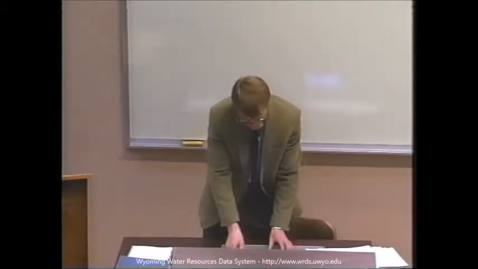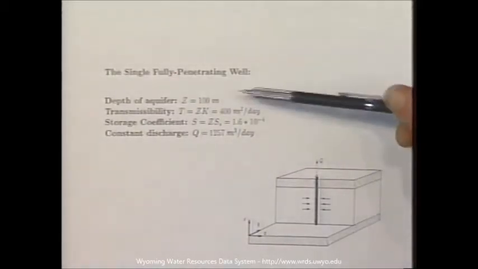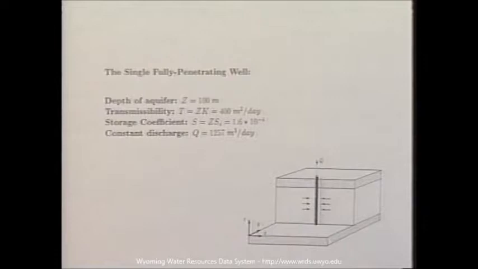Going back to the single fully penetrating well, the actual numbers that I used: the depth of the aquifer was 100 meters. I went ahead and converted to transmissibility. It's 400 square meters a day. The storage coefficient, I used 1.6 times 10 to the minus fourth, and a constant discharge Q of 1257 cubic meters per day. The number of terms I used were approximately 900. In other words, mx and my were essentially 30. So 30 times 30 is 900 modes.